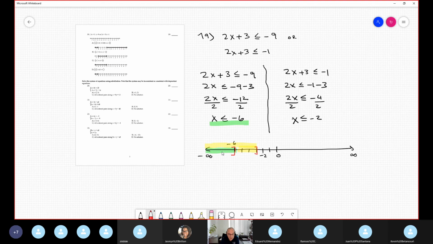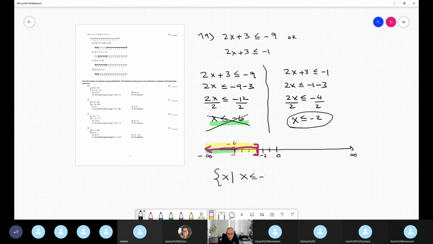Therefore, you highlight everything like that. Boom. Include this and this, and you ignore the green part. Now the set building notation is x such that. You copy only that part, because this part is totally discarded since it's inside this. So it is x less than or equal to minus 2.